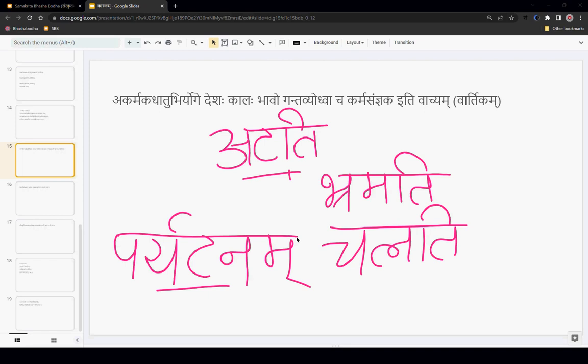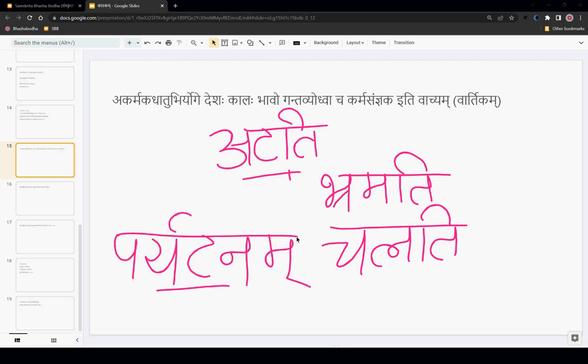Why? Because there is a vartika here. Akarmaka dhatu viryoge, there is a kala bhava gantavyo. So even though it is an akarmaka dhatu, instead of using vane brahmati or udyane brahmati, I am going to use it in dvitiya because of karma samjnaka. But that is not the intention of these vartikas, saying that you just use it casually. In place of saptami, whenever you want, you can just change it to dvitiya. That is not the intention of the vartika.